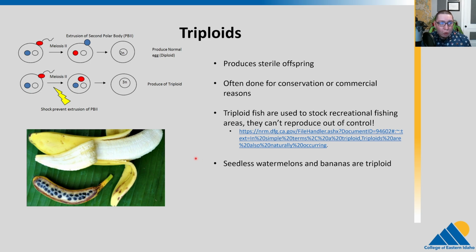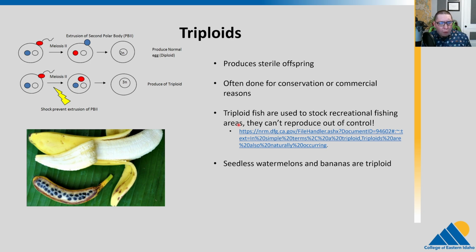It leads to sterility. That might sound bad, and in a natural context, yes, not being able to reproduce is a negative, but it's actually kind of useful for a couple of contexts. 1, conservation, and 2, commercially. Okay, so triploid fish. Triploid fish are viable, but they will not reproduce.